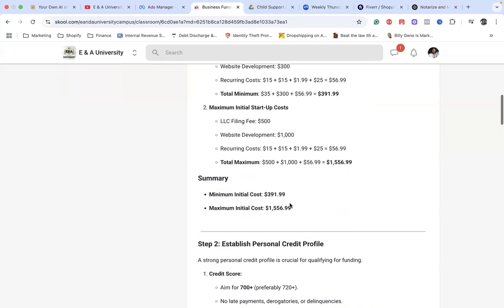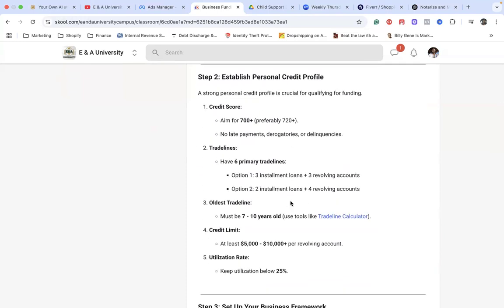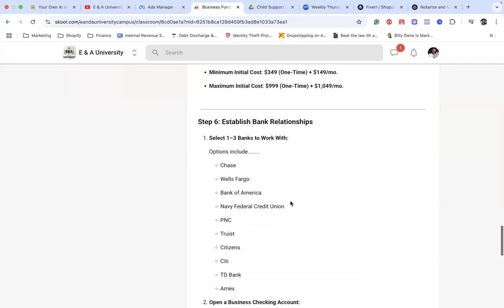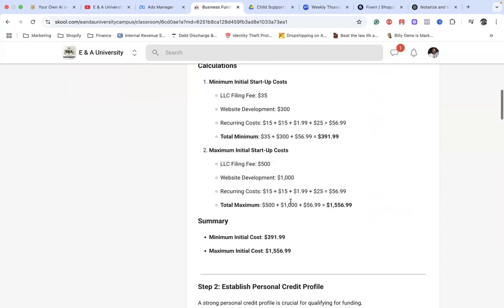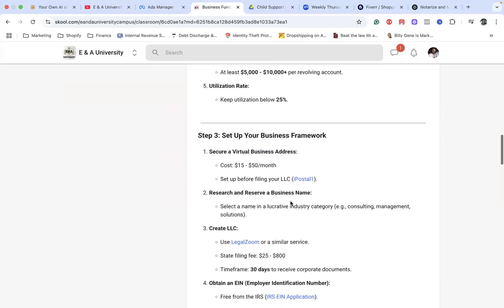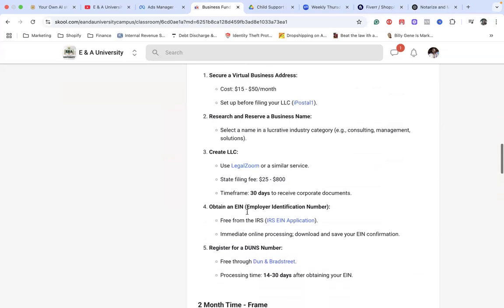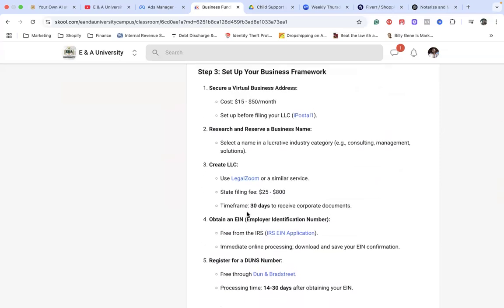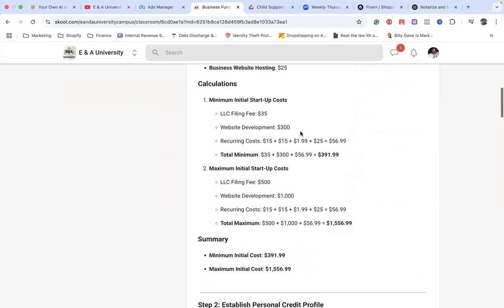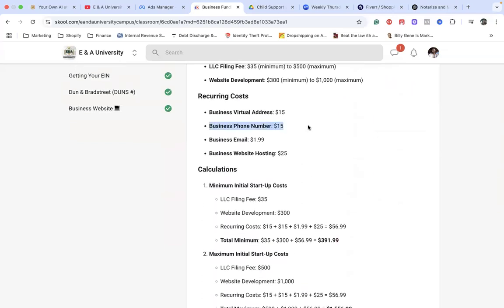I do explain some of the stuff that you don't need right away. So as you go through this checklist, you'll notice that, for example, not everyone needs to get a business phone number right away, right? Because the business phone number is not necessary, but what you do need to get is a virtual business address, that is step one. But for individuals who plan to get a business phone number, now they know how much it'll cost them. It costs about $15. A business email costs you about $2, to start. Web hosting is roughly $25-30 a month.